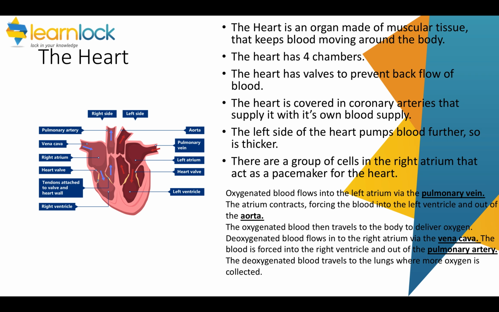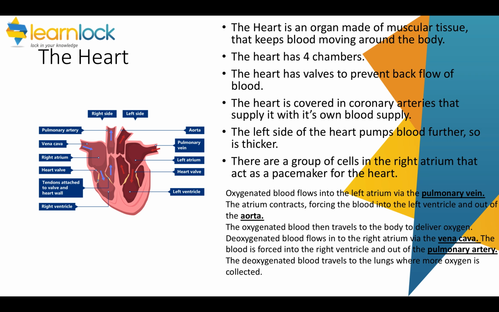So we'll start on the pulmonary vein on the left side. Oxygenated blood flows into the left atrium via the pulmonary vein. And this blood has come from the lungs, so it's got lots of oxygen in it. The atrium then contracts and pushes the blood into the left ventricle and then up out of the left side, out of the aorta. It then will go to the body to deliver the oxygen and it will pick up carbon dioxide. The blood is then deoxygenated. So once it's left the body cells, it's deoxygenated.